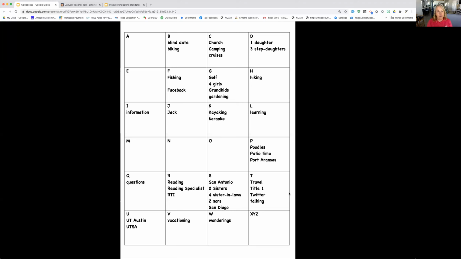So there's just so many uses for this chart, and it's so non-threatening to kids because they can just start listing and then go so many places from there. So I hope that if you haven't been using the Alphaboxes chart, you'll definitely put this on your list of instructional activities to do with your students.